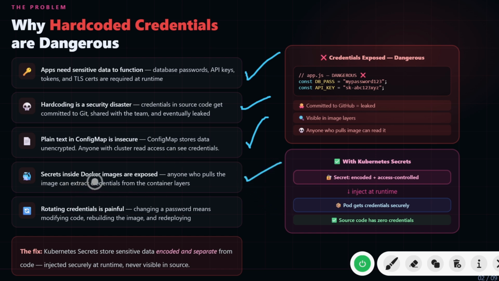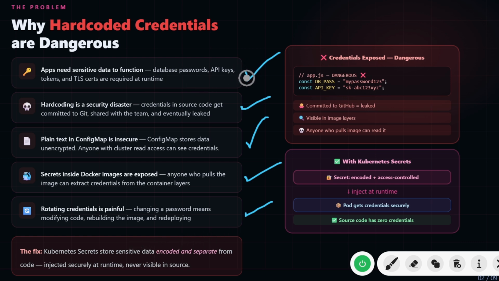And also, secrets inside a Docker image are exposed. Anyone can pull that particular Docker image and extract the credentials from the container layer. And also, whenever we change a password, rotating the credentials becomes a difficult task. With the help of secrets we can achieve that.